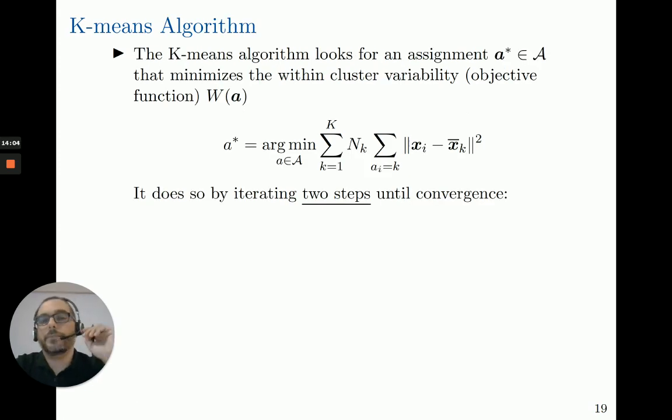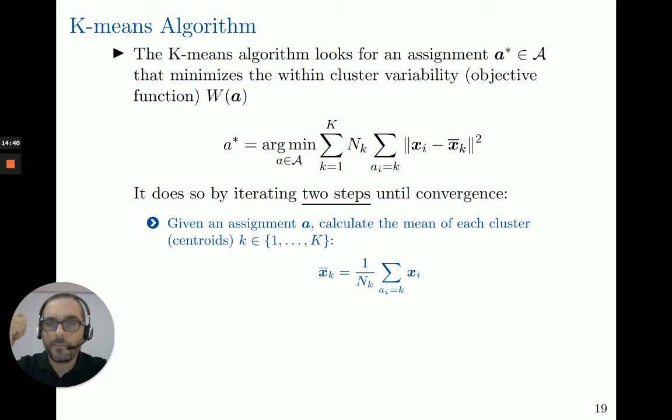So the algorithm, what the k-means will do, the k-means looks for an optimal assignment that we're going to call A star, that minimizes the within cluster variability. We want observations within a cluster to be very close to each other, and we measure this degree of closeness by the Euclidean distance from the centroid. And we are going to do this in a two-step iteration until convergence.